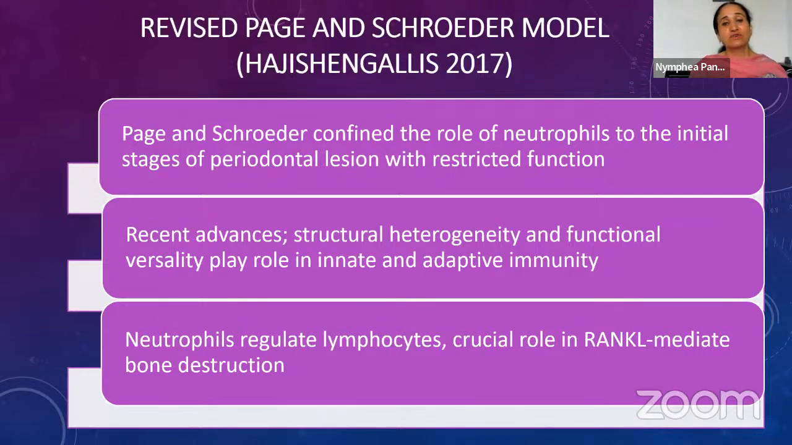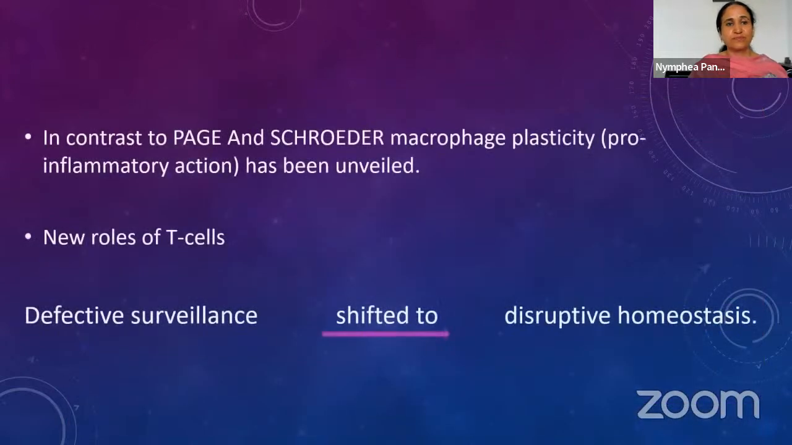They are there and they have a crucial role, not only in the progression of the disease, but even up to the level of bone loss, because they regulate neutrophils, they regulate lymphocytes, and they are important in the RANKL mediated bone destruction also. So this model was revised because, as I was telling you, the Page and Schroeder model is the primary model which explains the mode of disease, but with more advancement we have more insight into how this model explains the disease.